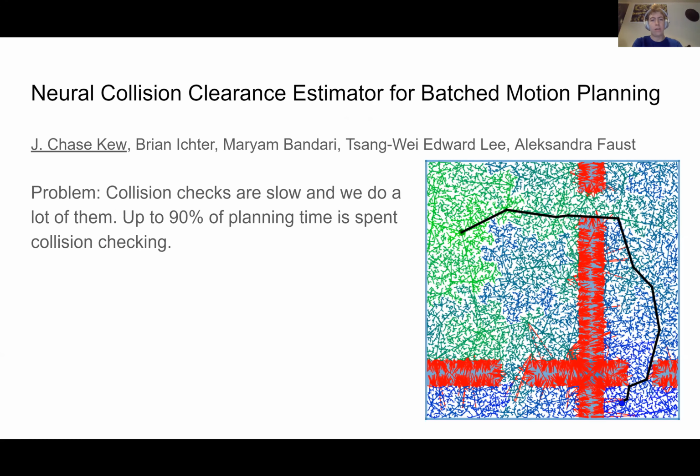So the problem we're trying to solve here is that collision checks are slow, and in sampling-based motion planning, we need to do a lot of them. In fact, up to 90% of planning time can be spent doing the collision checking. What's especially galling about this is that most of the collision checks are not all that important in the grand scheme of things. In this image of an RRT, at the end of the day, we extract this black path from start to goal. We care a whole lot about collisions that occur on the path and not so much about collisions in the rest of the environment. So in this work, we trade off accuracy for speed. We introduce a fast heuristic collision detector, which is not 100% accurate, but it's easy to verify the paths that it generates. Next slide, please.